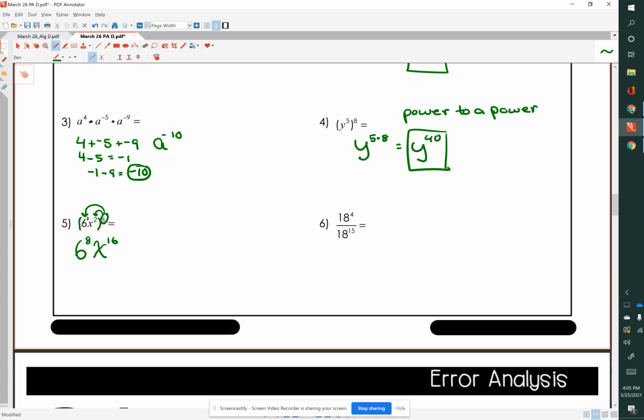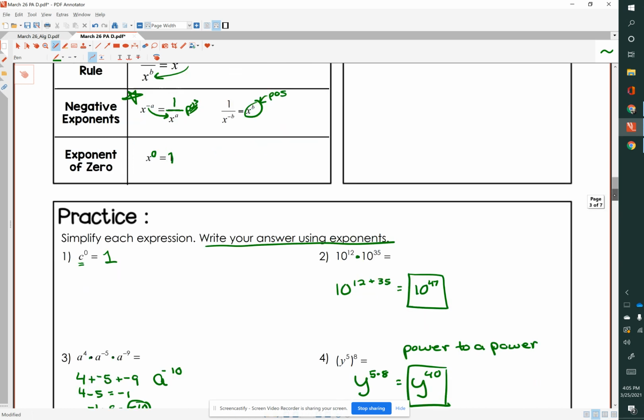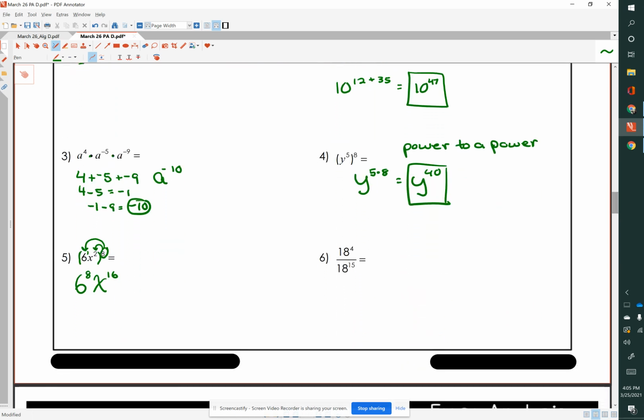Now, we could evaluate this 6 to the 8th power, but our instructions said to write our answer using exponents, so we're going to follow those directions. If we were to evaluate this 6 to the 8th power, it would be a very large number. It would be more than 1.5 million. Remember, exponents make numbers get very large quickly, and they can also make numbers get very small quickly.